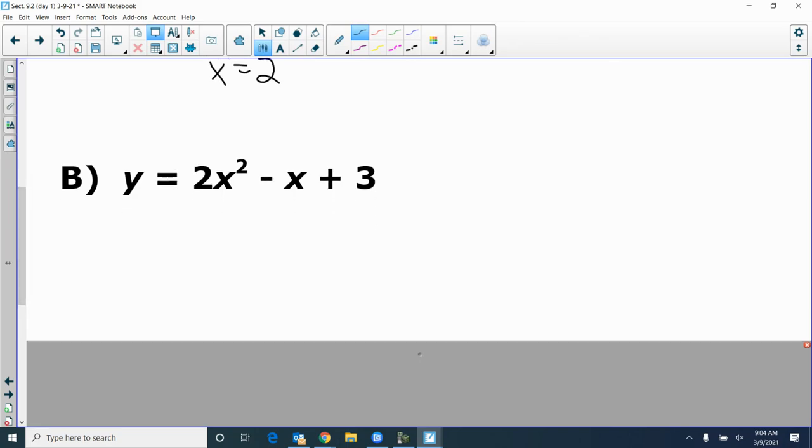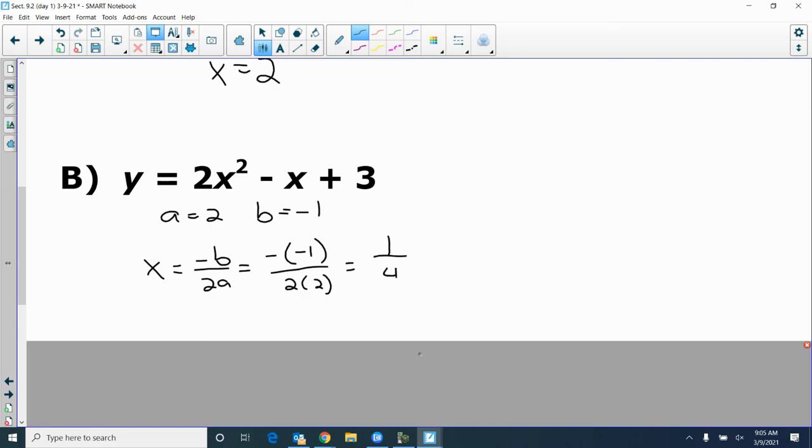Okay, for this one here, y equals 2x squared minus x plus 3. Connor, what's my a and what's my b? Your a is the 2, and your b is the -x. Not -x, you would never say that. It'd be -1. Good. And so now x equals -b over 2a. So it's going to be the opposite of -1 over 2 times 2. All right, minus a -1 gives me 1. 2 times 2 gives me 4. Just leave it as 1/4. That's fine. It's not always going to come out to a whole number.